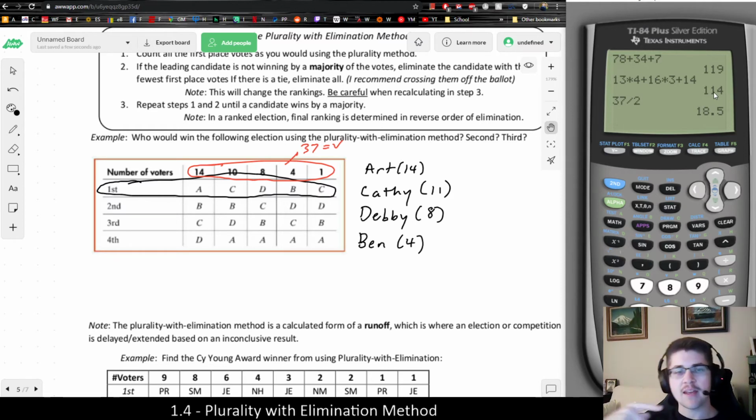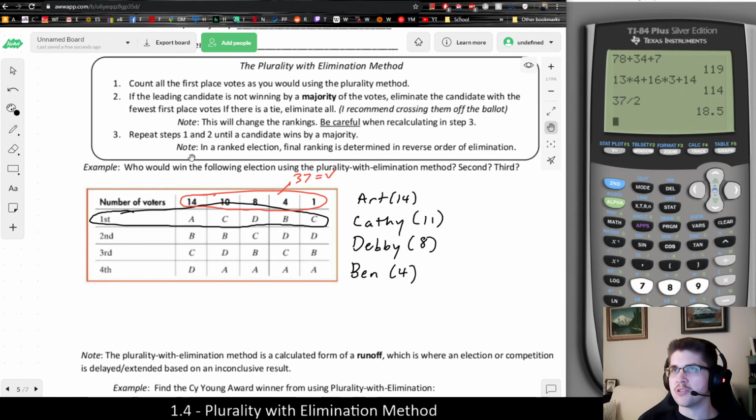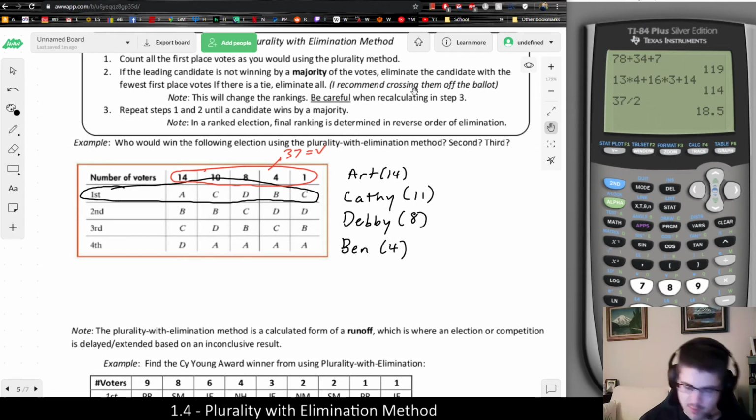Now, another thing that students have asked me is, do you have to add 1 and then round up? But basically, you should only do one or the other, whichever makes sense. So in this case, it makes sense to just round it up to 19, which would be our simple majority. So summary, Art does not have a majority of the vote, so we have to, in part 2, if the candidate is not winning by a majority, eliminate the candidate with the fewest first place votes. So in this case, Ben had the least number of first place votes, so he's going to be eliminated first in plurality with elimination.